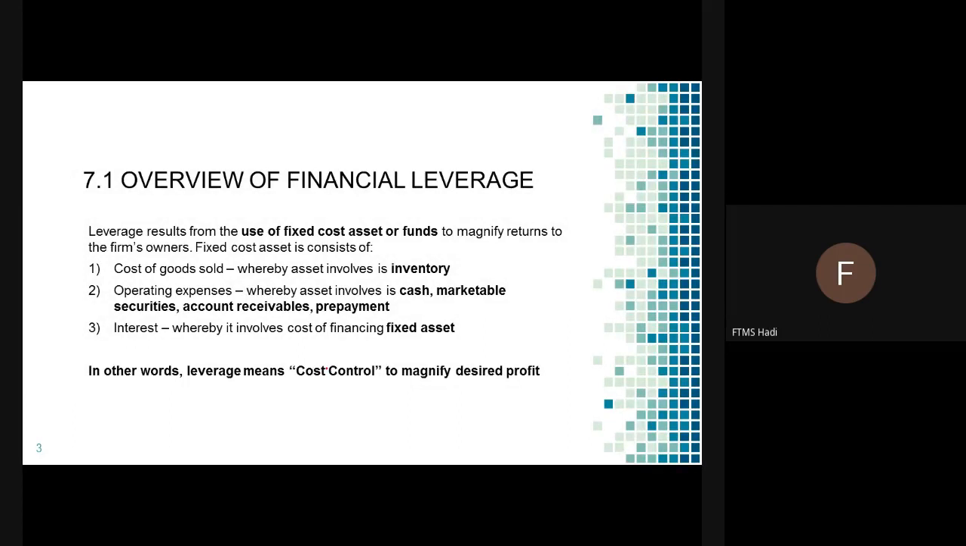It results from the use of fixed cost assets or funds to magnify returns to the firm's owner. In other words, how efficiently the fixed cost assets operate in order to generate the return. And sometimes, in other words, leverage means cost control to magnify desired profit. Cost control means that they want to control expenses in order to generate the desired return.